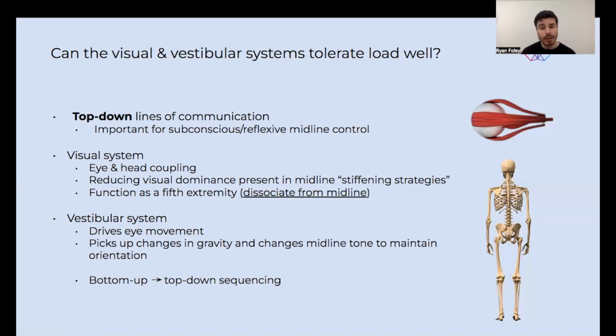So again, the key thing about these top-down lines of communication from the visual system and the vestibular system is that while they are important to consider, we don't want to just jump straight into improving their low capacity unless it's clear from the assessment, okay? What we want to do first is improve these bottom-up strategies and then target these top-down strategies if necessary.